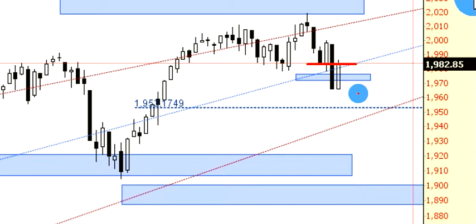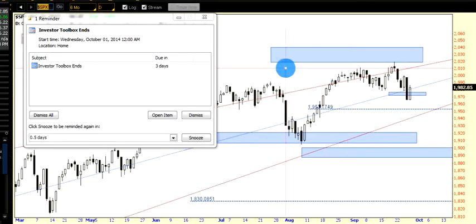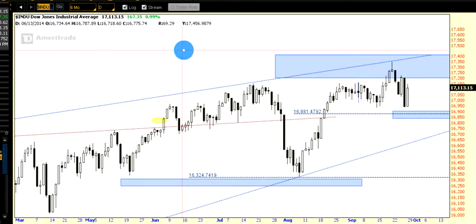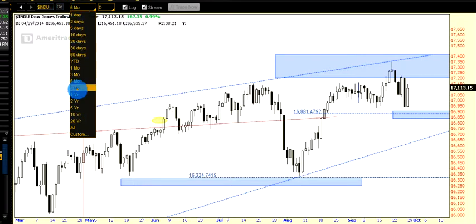And that's in the S&P 500. Sorry about that. Close that down. Now I want to look at the Dow because there's something interesting also going on in the Dow. Let me put a little bit more time up here.